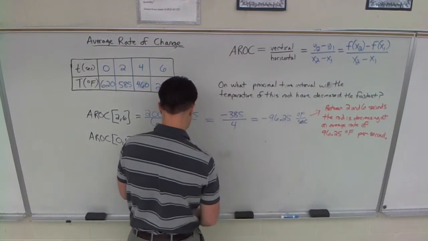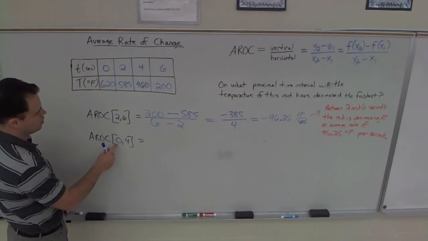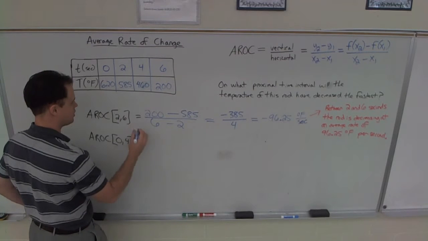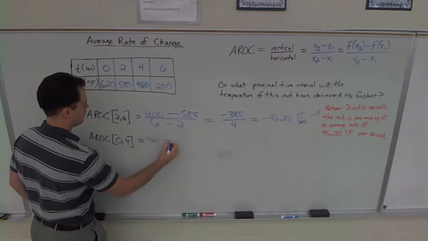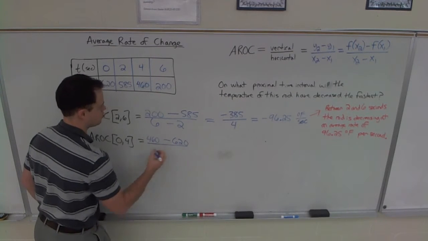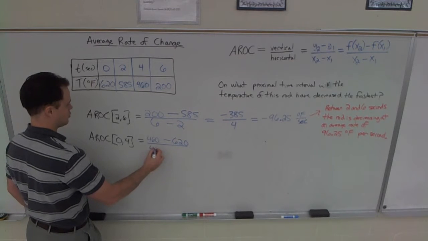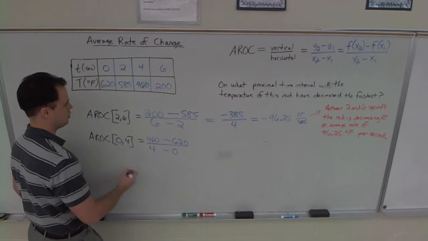Okay, so now I'm going to do one more random time interval. This time I said, let's look at the rod between 0 and 4 seconds. At 4 seconds, it's 460. At 0 seconds, that's right when we pulled it out of the oven or the forge, it's 620. So this one was the 4-second one, this one was the 0-second one.